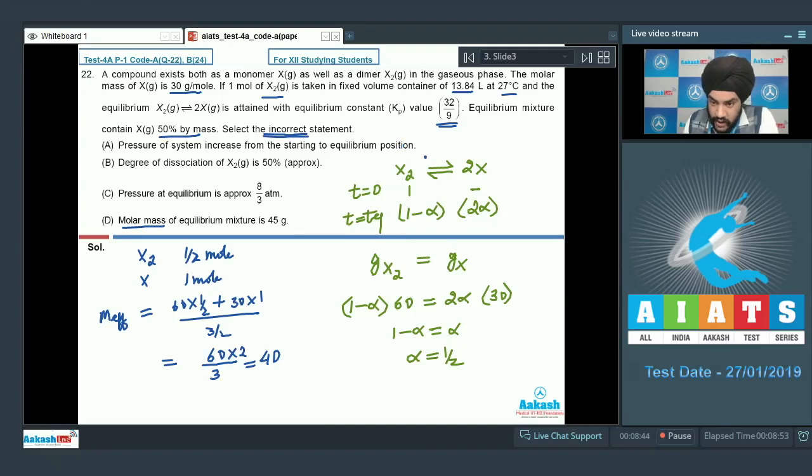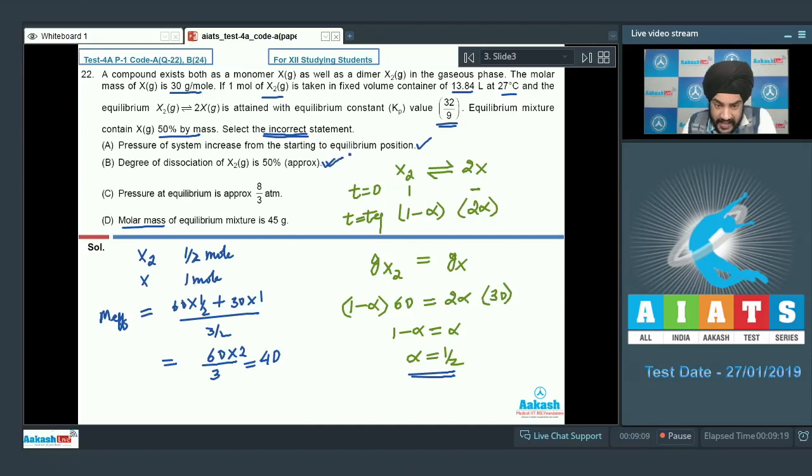We can see that due to dissociation of X2 into 2X, the number of gaseous moles is increasing, which must mean that the pressure will increase in the system. So the first statement is correct. If you look at the second option now, degree of dissociation of X2 is 50% approx. So we had seen that the value of alpha is equal to half, which converts to 50%. So the second statement is also correct.